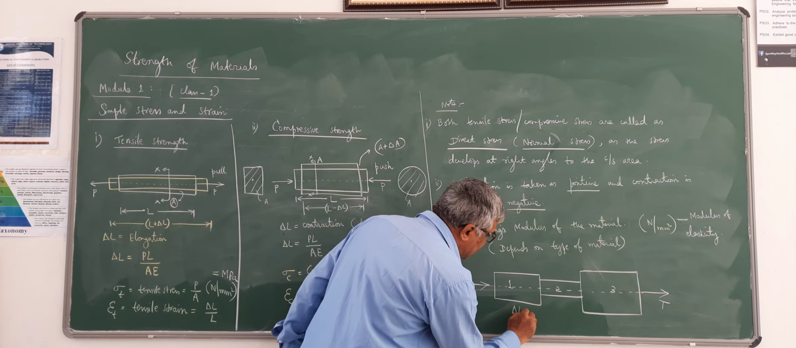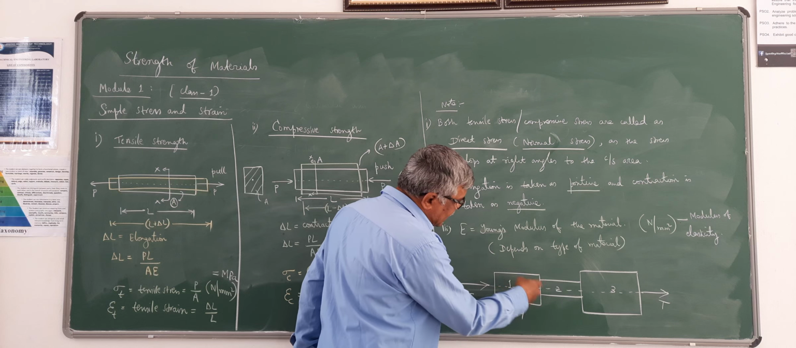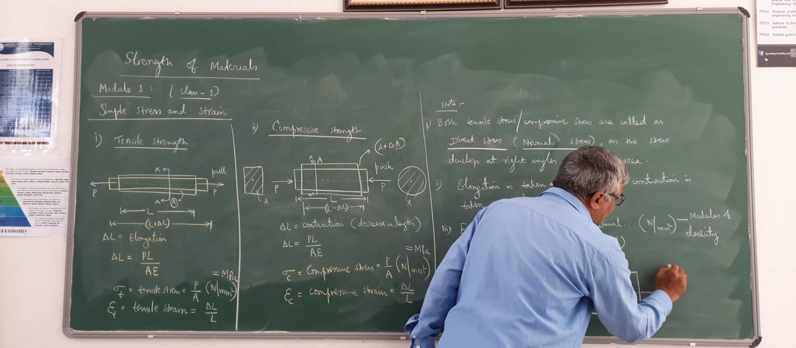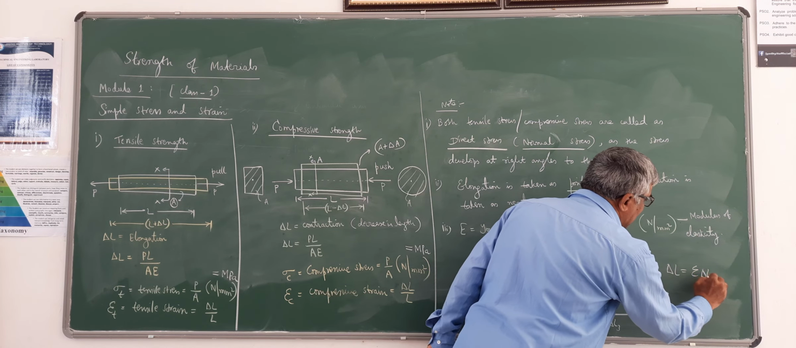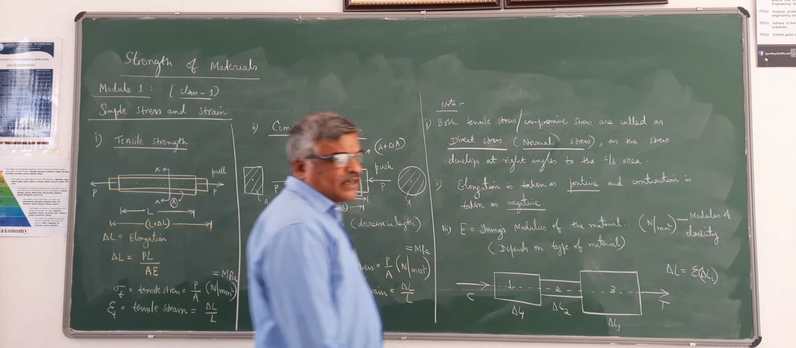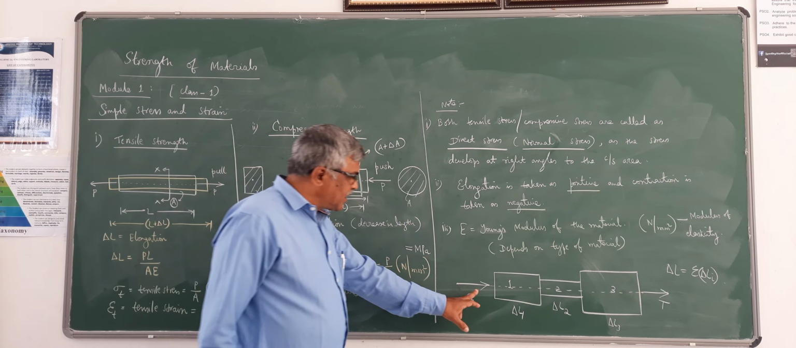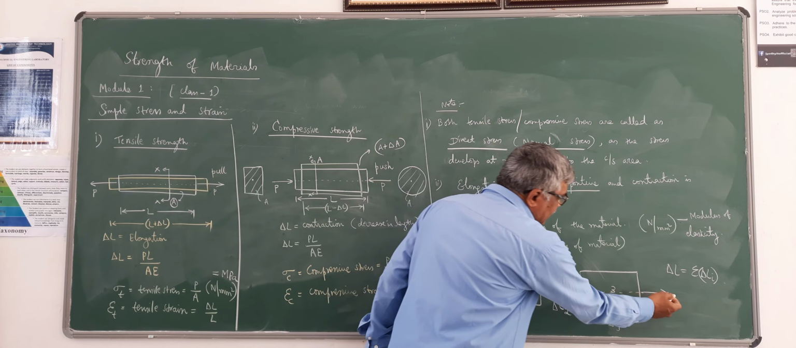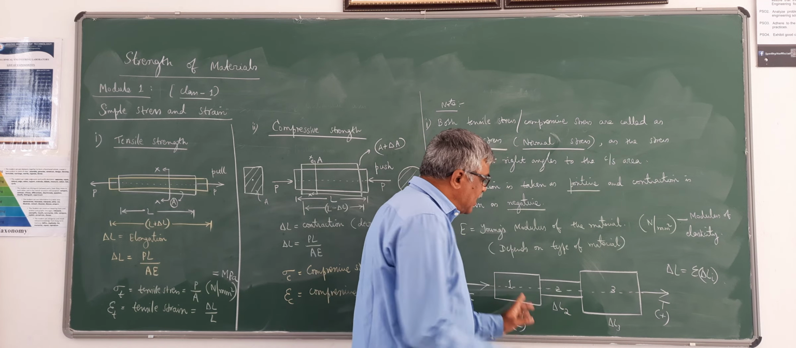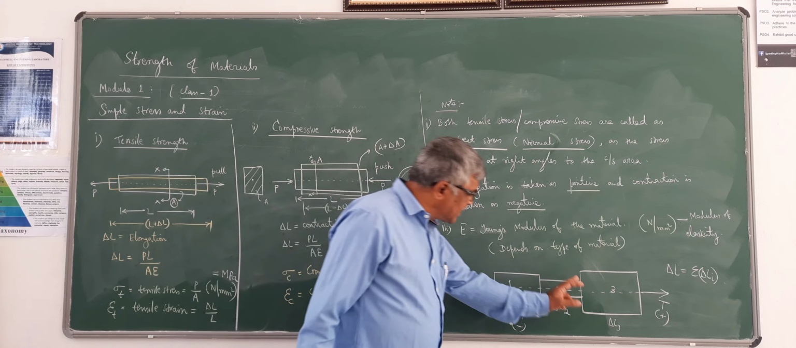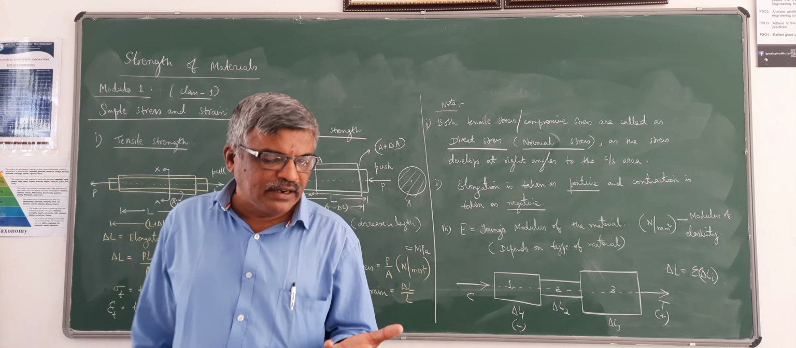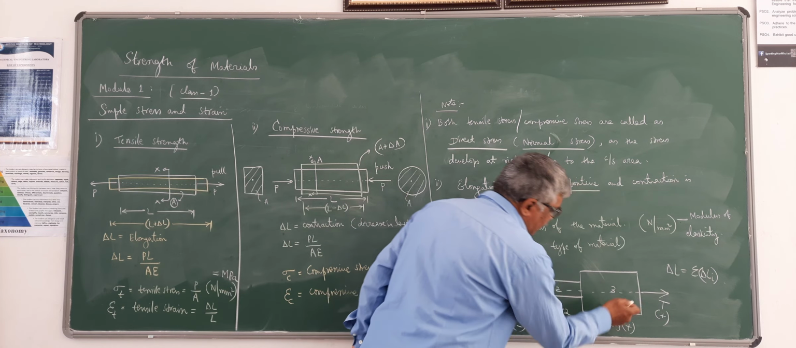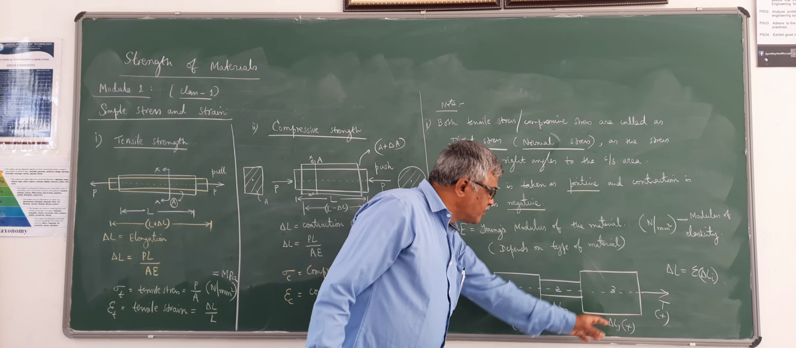So delta L1 is the elongation or contraction in this portion, delta L2 is in this portion, delta L3 is in this portion, and your total elongation will be delta L, which is summation of delta Li, that is delta L1 plus delta L2 plus delta L3. If it is compression, for example here, the first bar is subjected to compression, your delta L1 will be negative, and here tension, this is positive. But in the middle bar, depending on the force magnitudes, we have to decide whether this middle bar is subjected to tension or compression. Based on that, we have to take it as positive or negative. So we are going to discuss some problems on this in the next class.